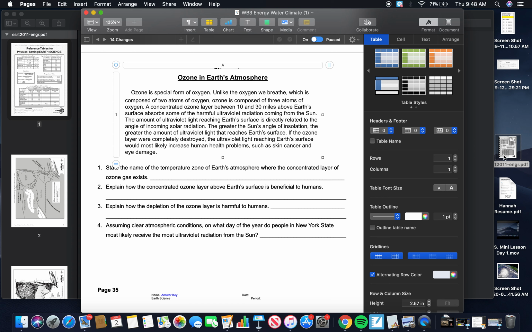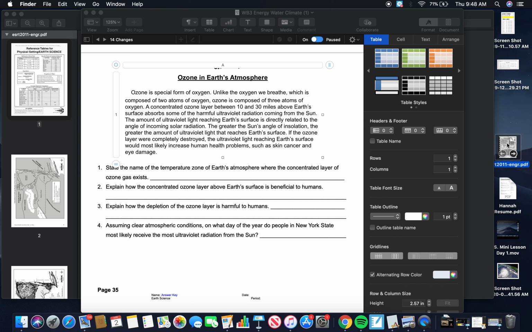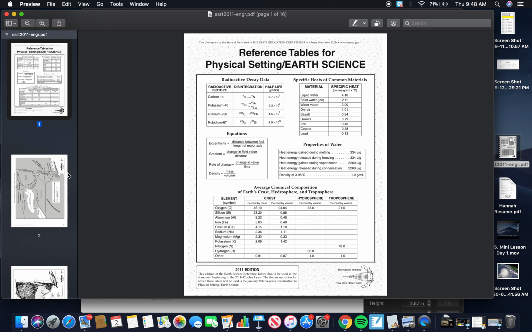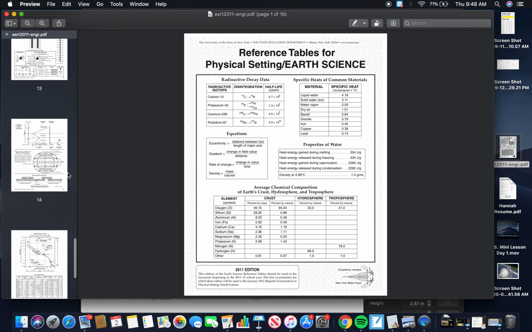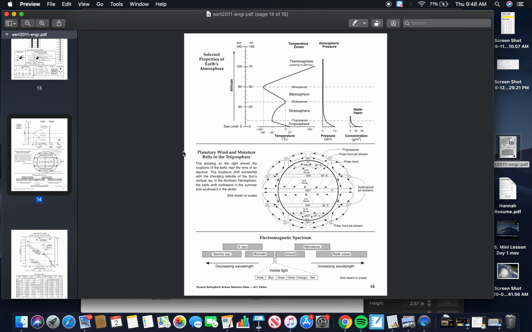So if we go to the Earth Science Reference Table, which is right here, let me get there. All right, and we go to page 14, which is here. You can see one side says miles, the other side says kilometers, so we want miles. So if we're looking between 10 and 30, if we go to miles, that's right over here. 5, 10, 15, 20, 25, 30.